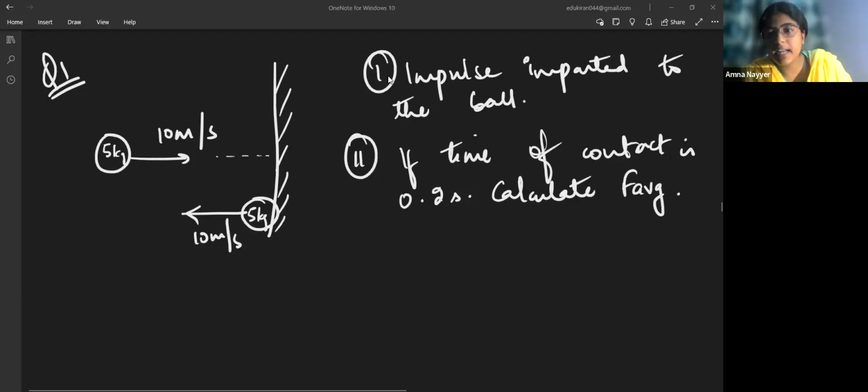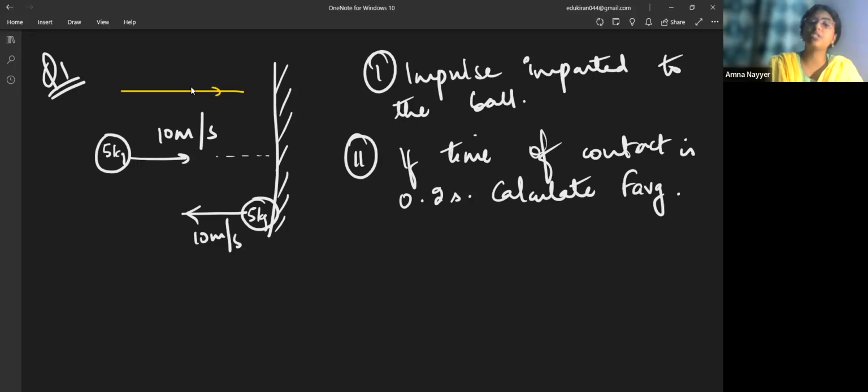See, the question says that you have to find the impulse imparted on the ball. If the time of contact is 0.2 seconds, calculate the average force. Let us go by the first part. And one more thing, two directions are given. The mirror is there, the ball has struck, and now the ball is bouncing back in the same direction. This is what is given in the question. So we have to apply sign conventions here because two directions are mentioned. I have always told you, in one dimension or two dimensions, you have to apply the sign convention.